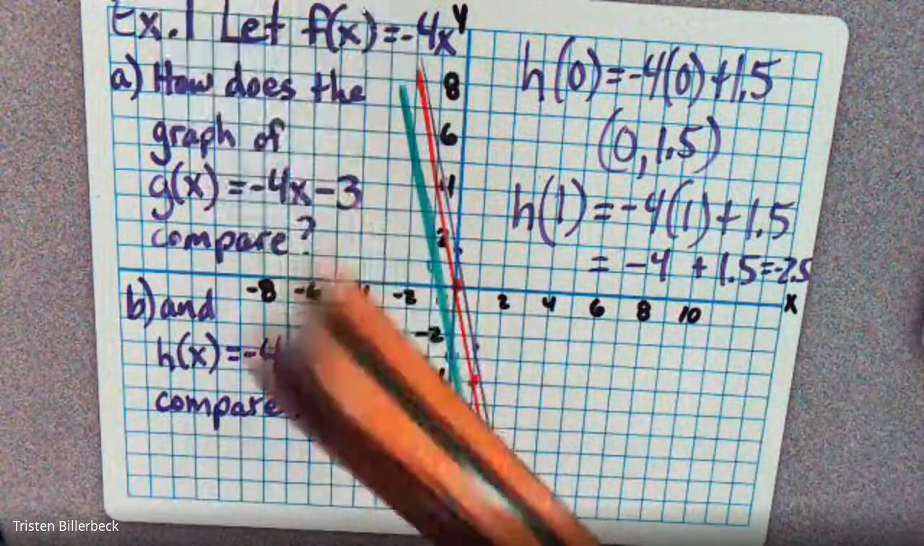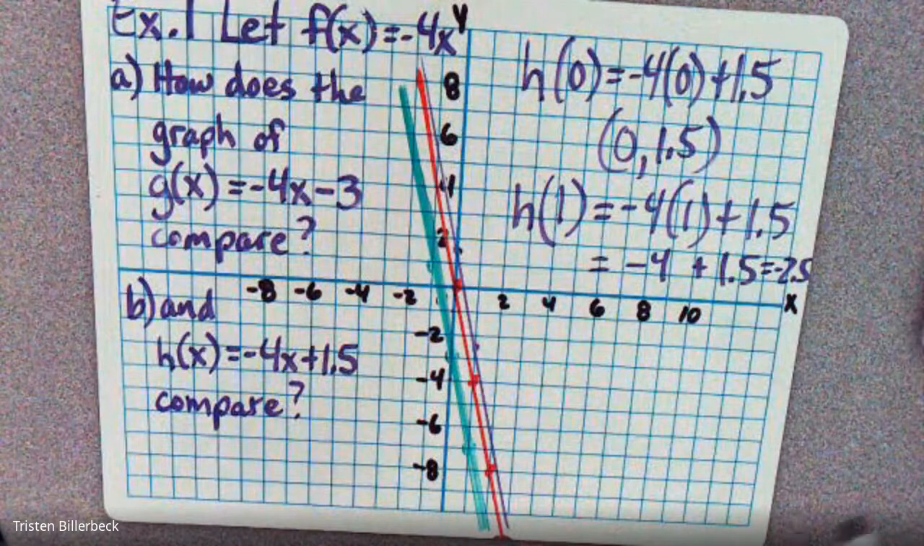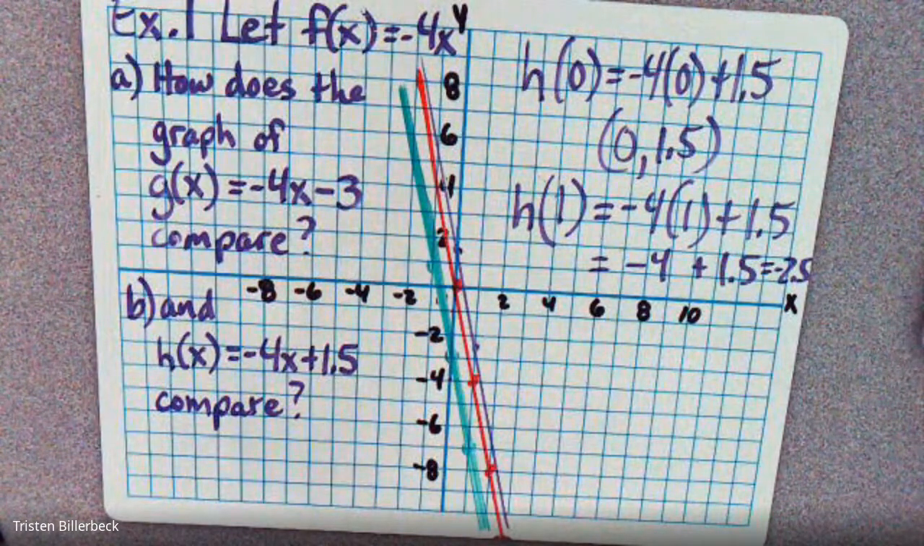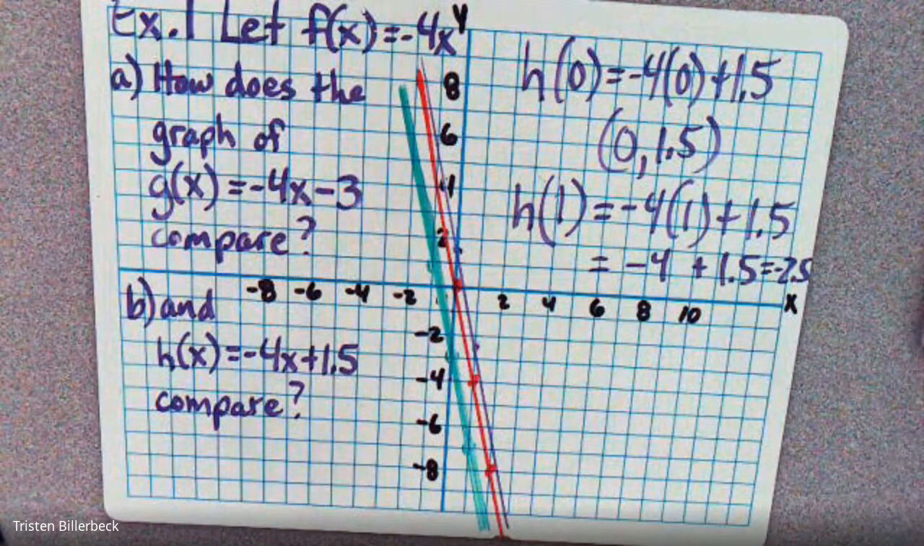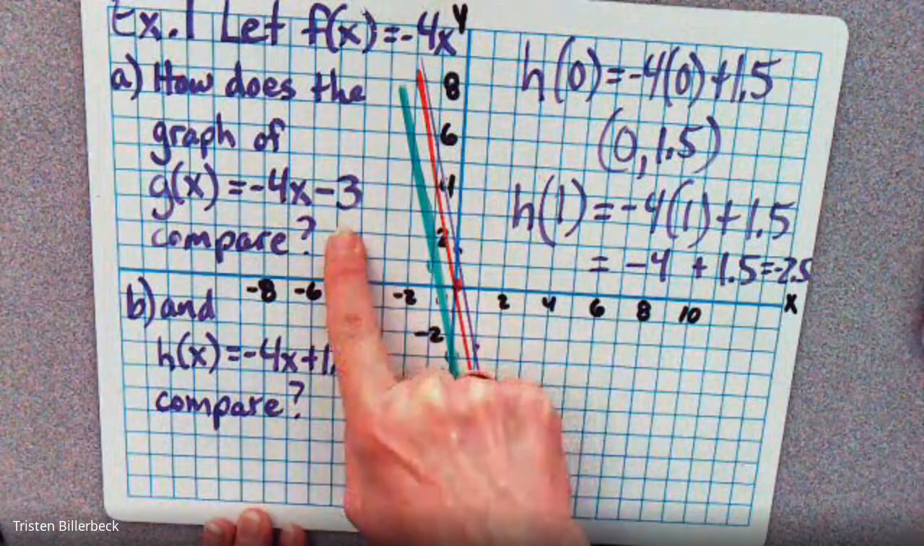So we just see they're all parallel lines because they have the same slope, which is one of the definitions of parallel lines. They have the same slope and they never intersect. So these are parallel lines. So this one shifted it up, this one shifted it down.